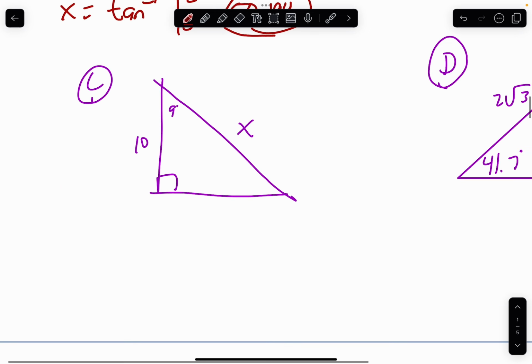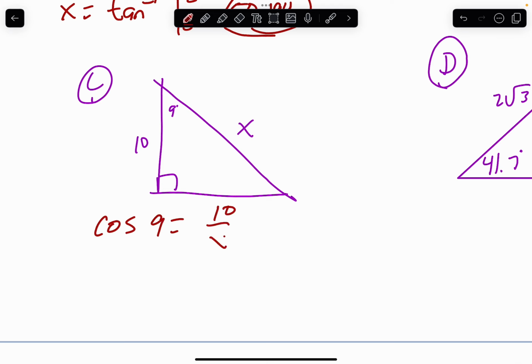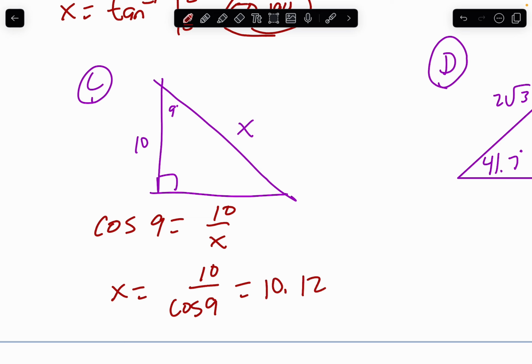Number 3 here, I have adjacent and hypotenuse. So that'd be the cosine of 9 equals adjacent over hypotenuse. If x is down low, x and the other side switch places, you know. So that'd be 10 over the cosine of 9. And that is going to be 10.125. Yes.